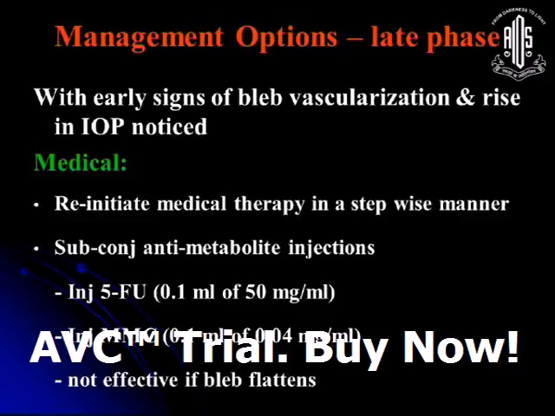Management options: once you feel it's an early stage, you reinitiate the medical therapy because the pressures are high and you have to reduce the pressure, and you might give subconjunctival injections to reduce the vascularization, injection 5-FU or injection MMC subconjunctival. They are not effective if the bleb flattens as such. I usually prefer injection 5-FU.